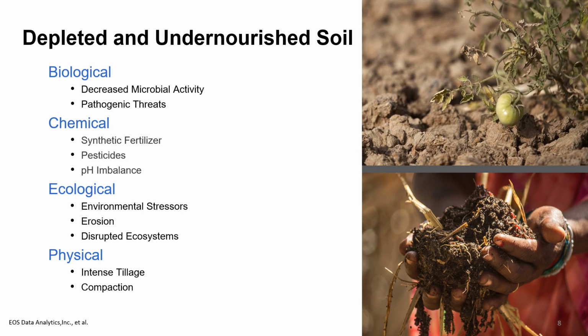So what have we done? We had to use pesticides, insecticides. Nobody wants to eat food with holes in it, right? But that also leads to pH imbalances in what we are doing in order to achieve the end game, the goal. Ecological challenges are we now have environmental stressors, more so than before. We have environmental extremes. We've got erosion issues. We've got disrupted ecosystems. And then physical, intense tillage and compaction, right? So combined, these 4 issues are leading to undernourished soil and depletion.